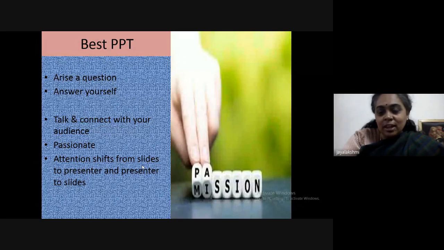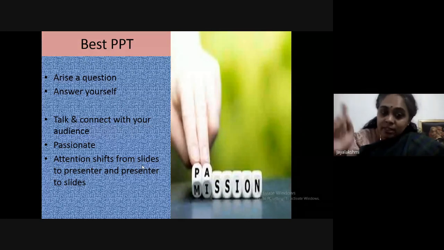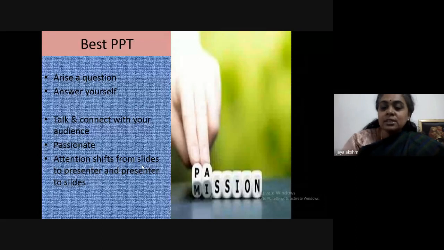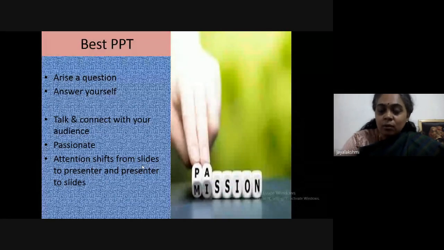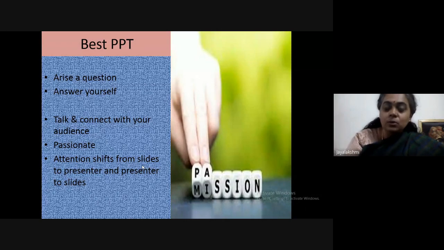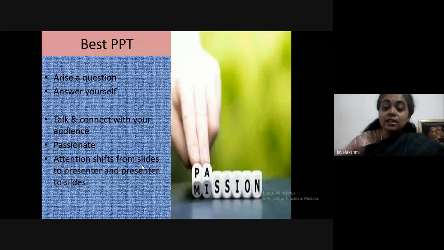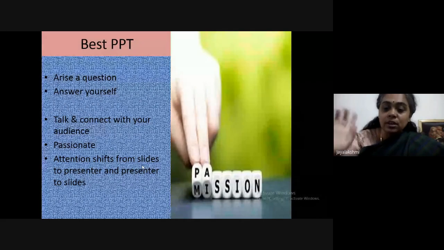See, whenever you are having a PPT in your hand, that PPT should raise a question first. And that PPT itself should answer, that is, you yourself should be able to answer. See, suppose I am presenting something. What we do many a time is we think the people on the other side will not ask us any question. No. We have to stand in that position and ask the question, and come this side and say what are the answers that I'm going to give for this kind of question.